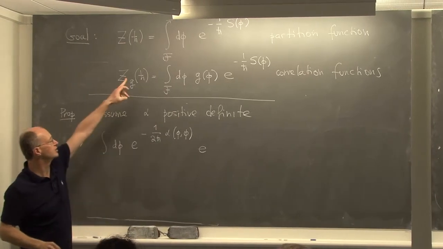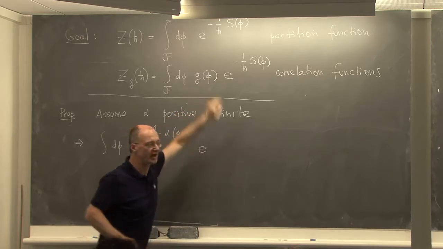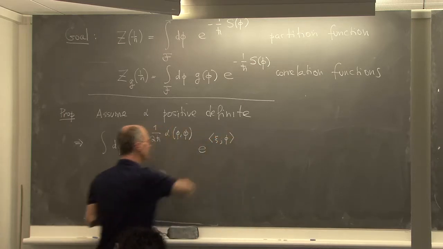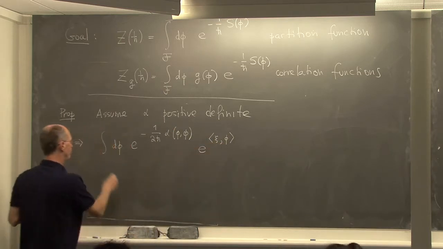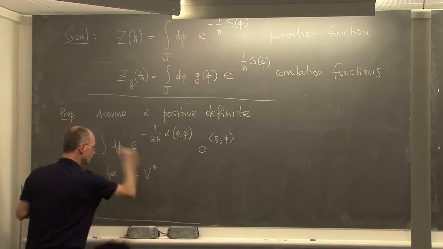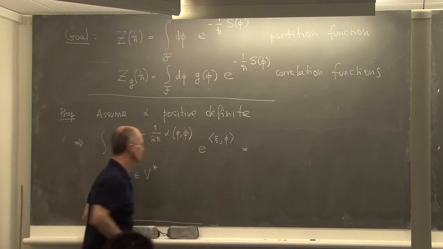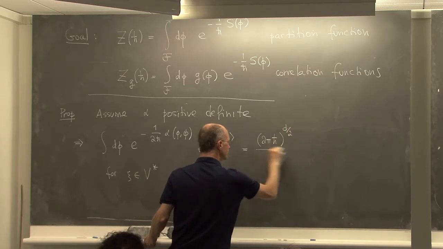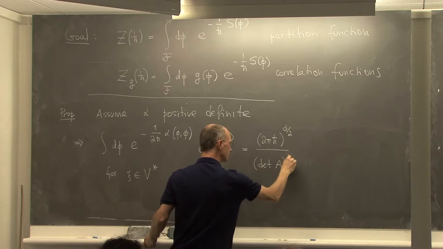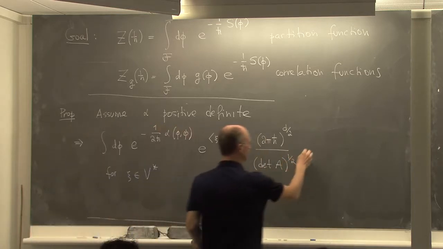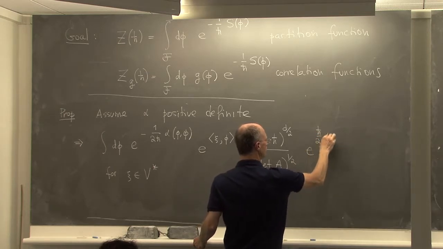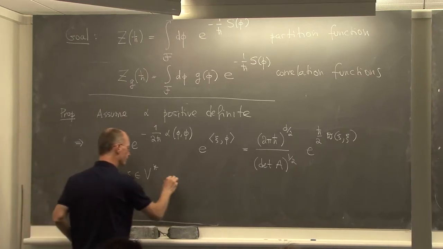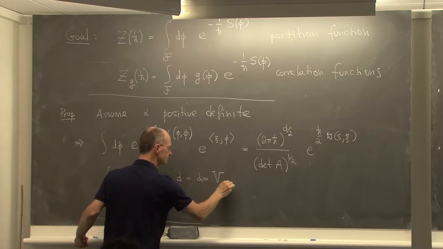So I take this expression, exponential minus 1 over h S of phi, and I'm actually adding a function, which is a linear function given by a pairing of phi with some linear form, an element of V star. And such an integral is given by the following expression. This is 2 pi h to the power d over 2, determinant of A to the power 1/2, and here exponential h over 2 pi of psi xi, where d is the dimension of V.